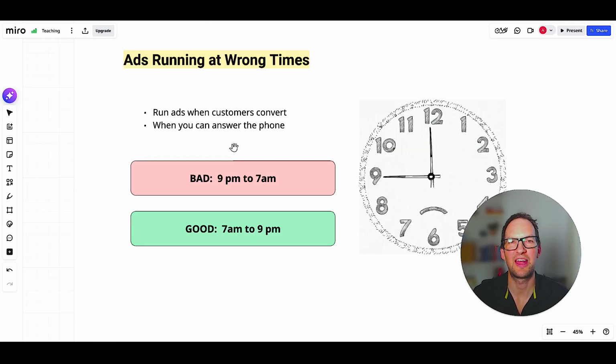Another key issue I see is that ads are running at the wrong time. When most people set up their Google ads, they set it up so that their ads run 24/7, and that's not what you want to do unless you're offering some sort of 24-hour emergency service. For someone looking for a roof replacement, you want to be running your ads when your customers are actually looking and clicking, and for most people that's going to be between 7 a.m. and 9 p.m., and not between 9 p.m. at night and 7 a.m. in the morning. By running your ads during the day, you're going to get a higher quality lead, and you're also going to be able to answer the phone if they do call you and get back to them quickly.